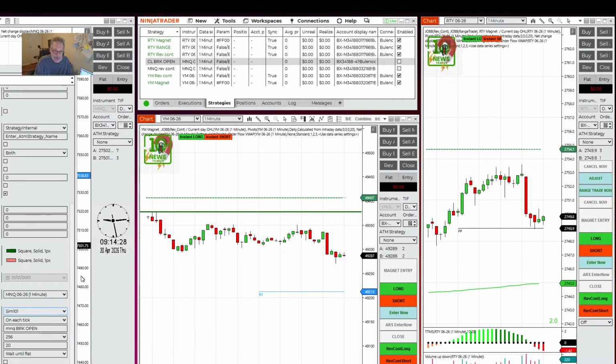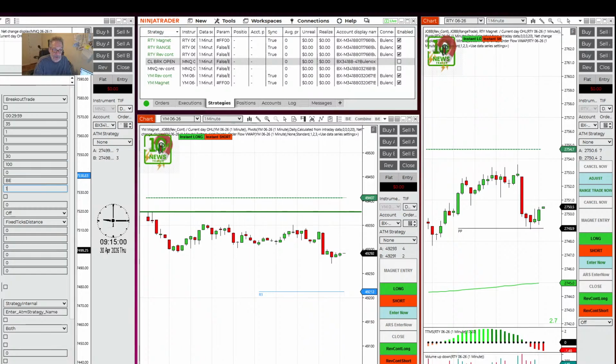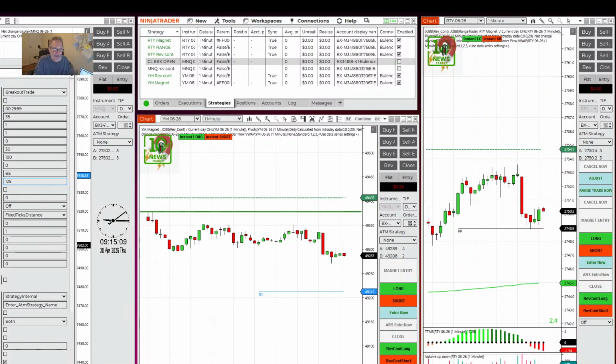So we can look at the brackets, put the time on 0. When we change the time, it's going to be 9:29:59. It's a 9:30 event, 9:29:59. Our bracket is 35. We've got a first target of 30, a second target of 100, and a stop of 125. It's 50 cents a tick. And target 1 stop move is BE for break even.